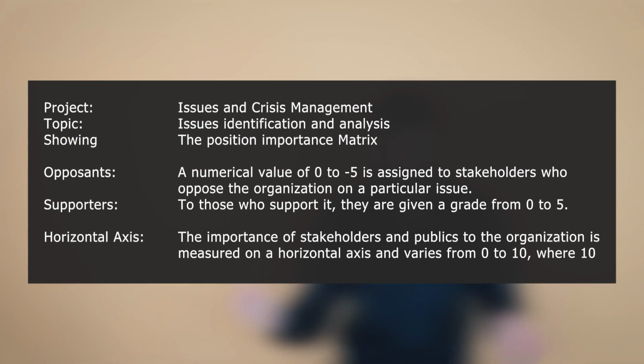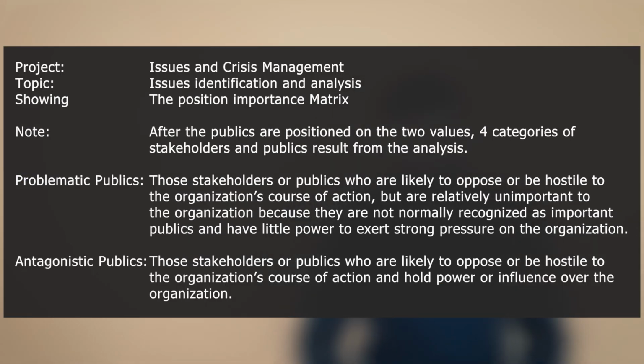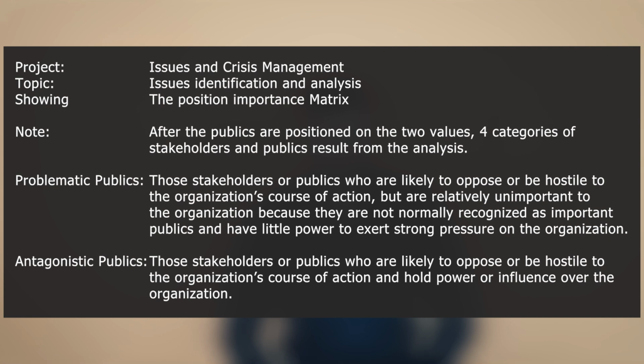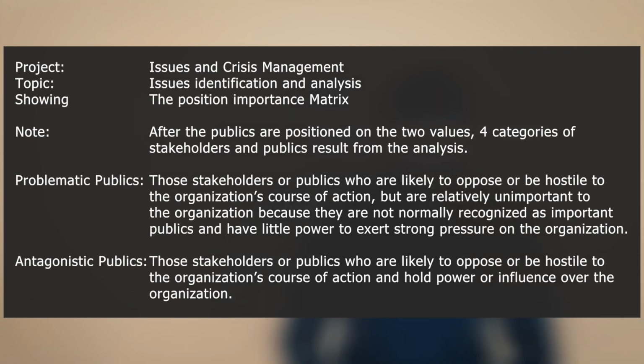The importance of stakeholders and publics to the organization is measured on a horizontal axis and varies from 0 to 10, where 10 is the most important. After the publics are positioned on the two values, 4 categories of stakeholders and publics result from the analysis. Problematic stakeholders or publics are those who are likely to oppose or to be hostile to the organization's course of actions, but are relatively unimportant to the organization because they are not normally recognized as important publics and have little power to exert strong pressure on the organization.